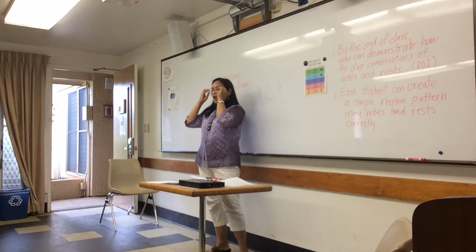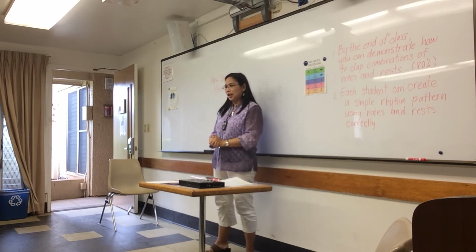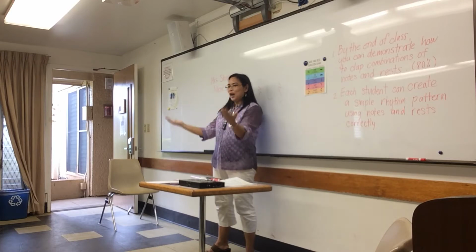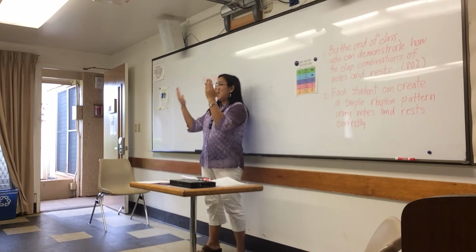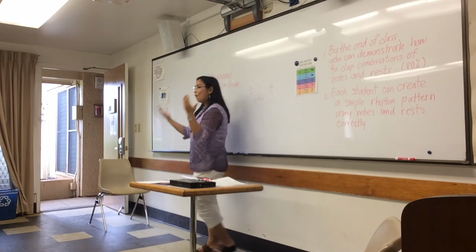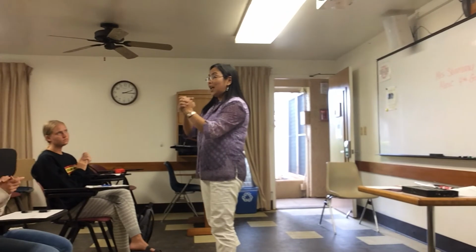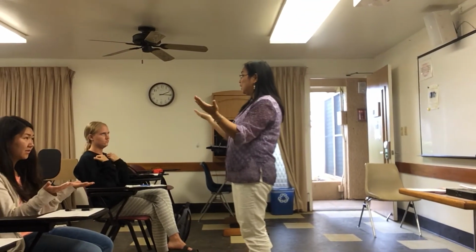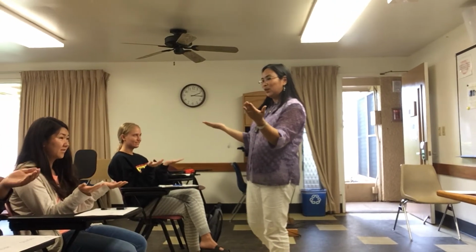So if I have, let's do a quarter note and a quarter rest alternate. Okay, so we're going to do quarter note, quarter rest, quarter note, quarter rest, quarter note, quarter rest. If we're going to do a half note and a half rest, half note, half rest: 1, 2, 1, 2, 1, 2. And we're going to do the whole note: 1, 2, 3, 4, 1, 2, 3, 4.